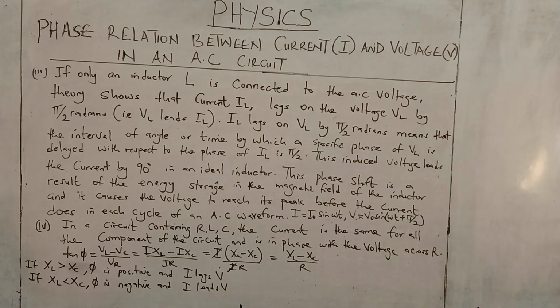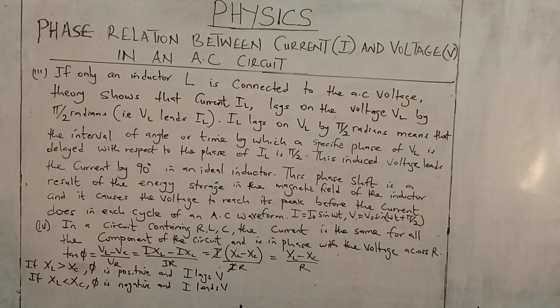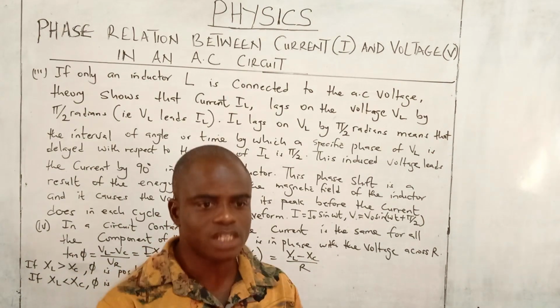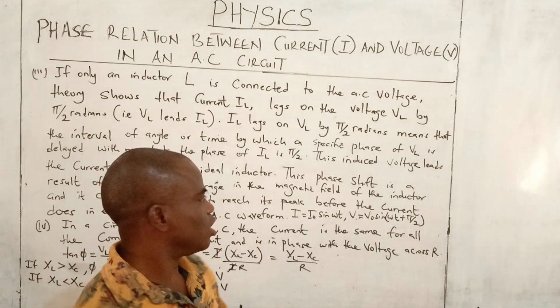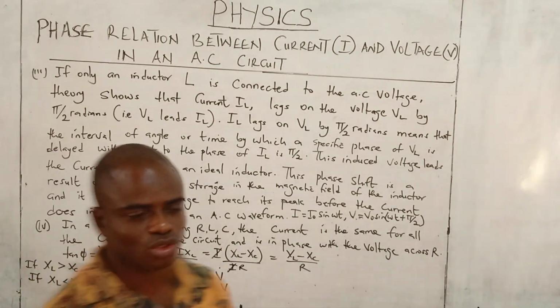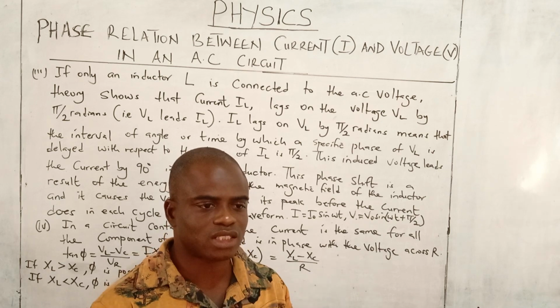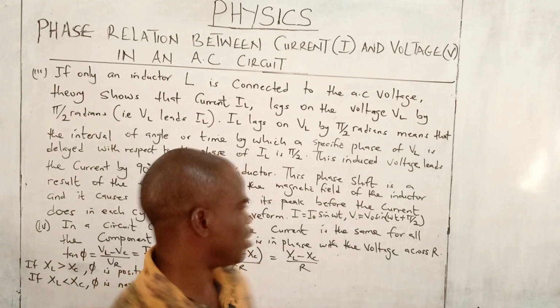The third case is if only an inductor L is connected to an AC voltage. Theory shows that current IL lags the voltage VL. In this case, voltage leads the current because the inductor stores energy in the magnetic field of the inductor, which creates voltage within the magnetic coil. This makes the voltage to be generated before the current.